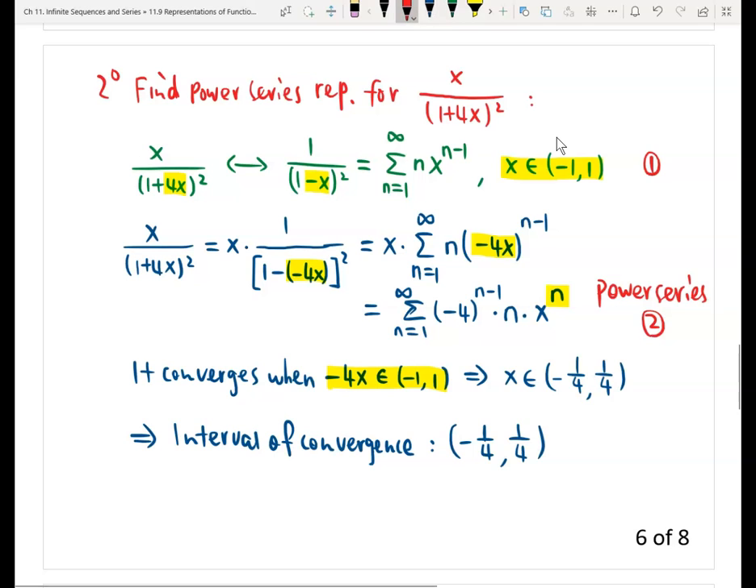Okay, so keep in mind that this is the final. So the domain for 2, that's the answer for this question. Let's practice one more question.